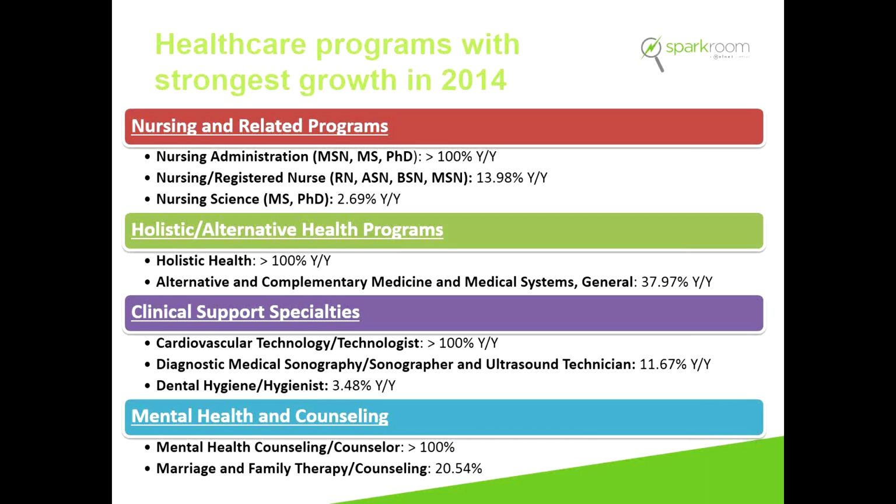The second 2, diagnostic medical sonography and dental hygiene, are each projected to grow by between 30 and 45% in the next 10 years. And finally, mental health and counseling are some of the strongest grad level programs we see in any category. Mental health and marriage and family therapy counseling are really driving a lot of growth at the master's and doctorate degree level and seem to be doing especially well in the online format.